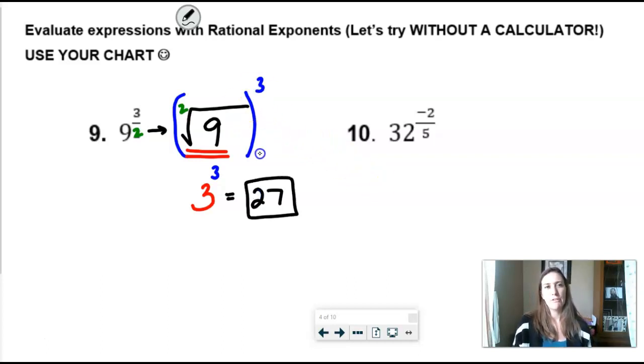Oh, speaking of chart, I probably could have figured out 9 to the 3rd power, huh? I think my chart went out that big. Oh well. All right, same idea.